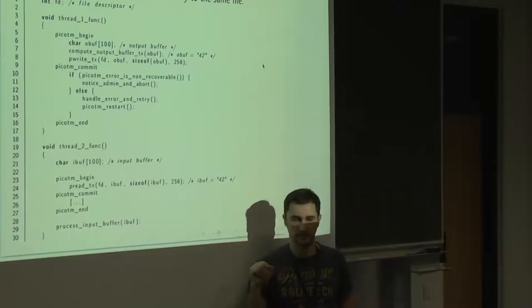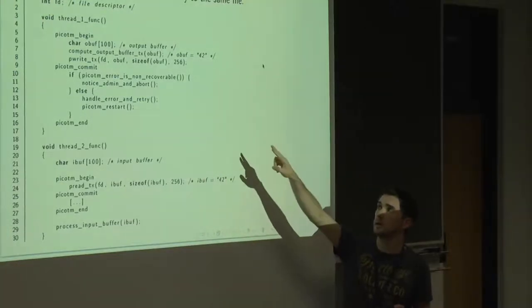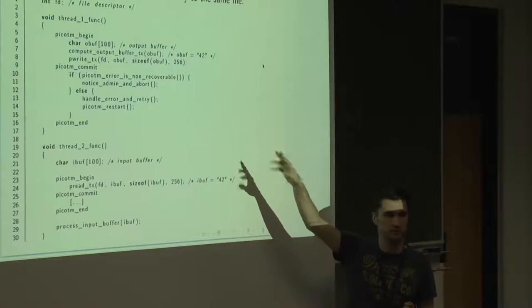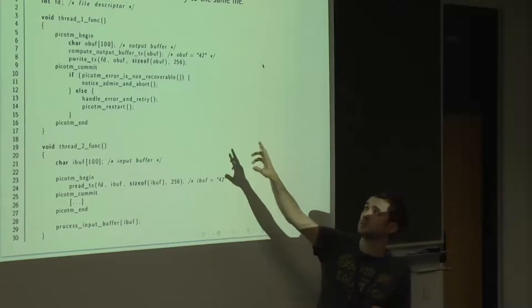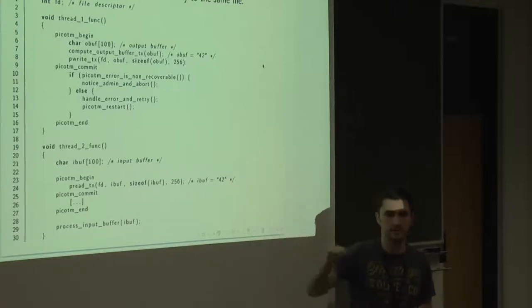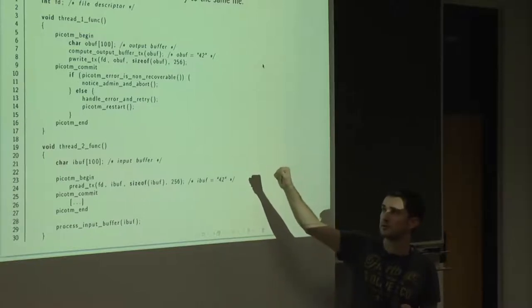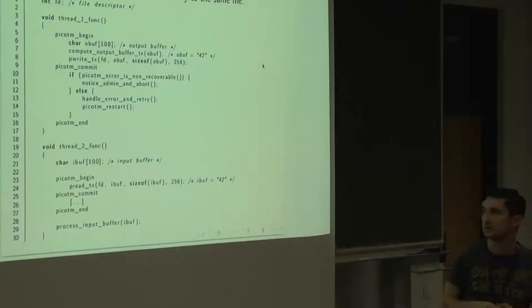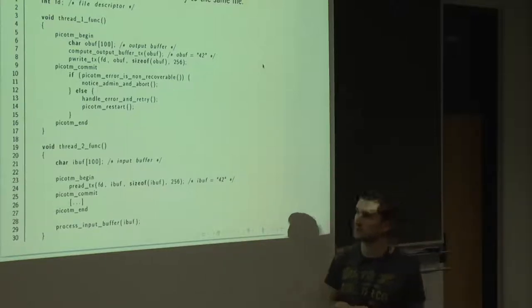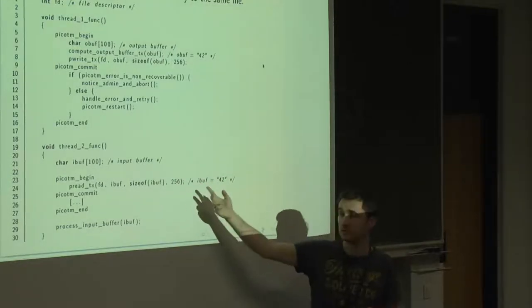Now, let's say we start with thread number one, and we start our transaction with begin. Begin saves the stack pointer, saves the instruction pointer. It computes the output buffer and does the write. And now after the write, but before the commit, it gets descheduled, and thread number two gets scheduled by the operating system. And it also starts its transaction, and it tries to read.